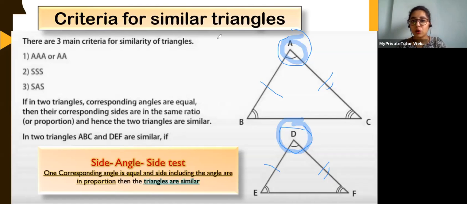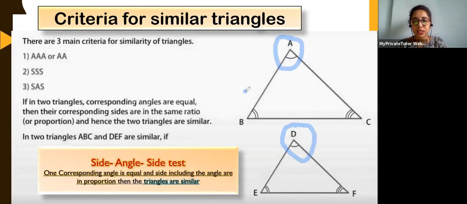Like if you talk about this one, this test does not prove that these triangles are similar because this angle is not between the two sides. The angle should be exactly in between the two sides which are in proportion.